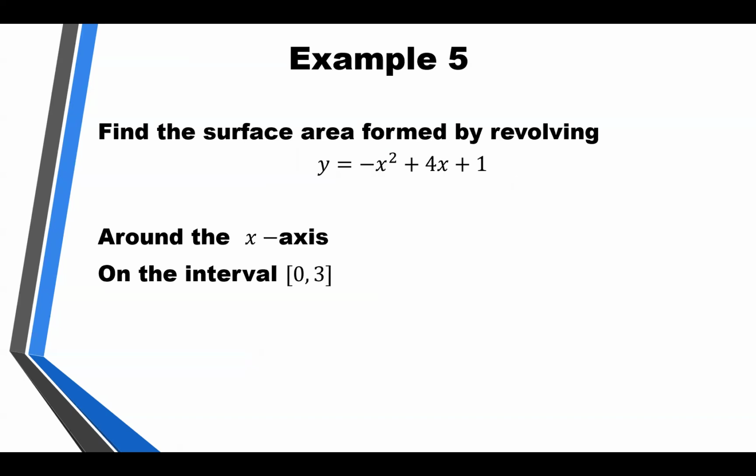Let's do an example where we find the surface area formed by revolving y equals negative x squared plus 4x plus 1 around the x-axis on the closed interval from 0 to 3. So that means from x equals 0 to x equals 3. We saw this curve before from 0 to 3, and we found the arc length of that curve earlier. So now we're going to find the surface area we get when we revolve that piece around the x-axis.